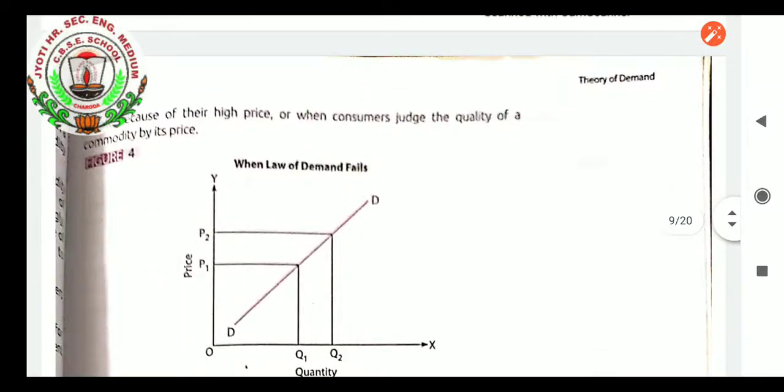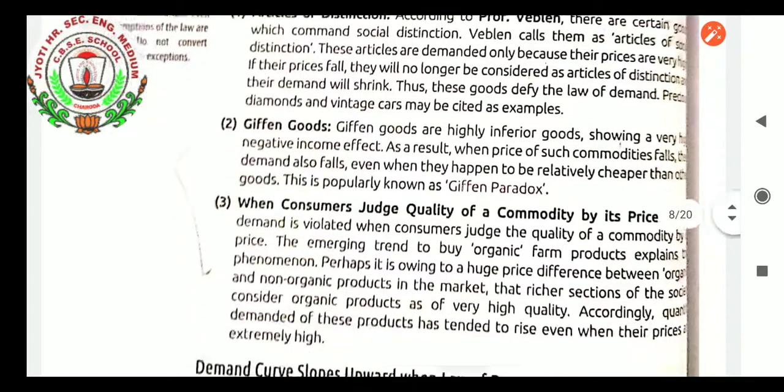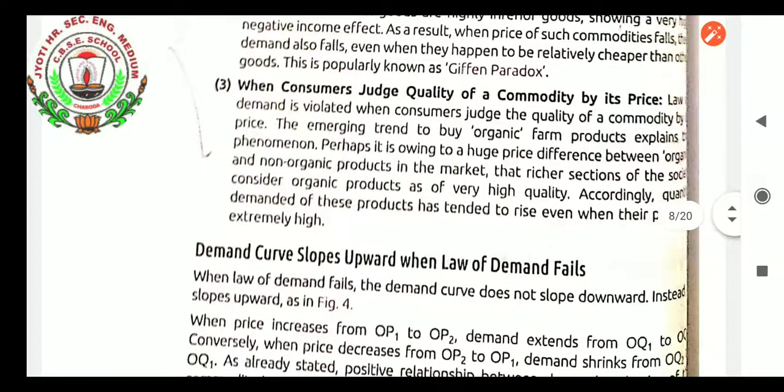Definitely, the law of demand fails in situations like these articles of distinction and Giffen goods, when consumers judge the quality of a product. They don't want to compromise on the quality of the product. They always want high quality. Nowadays, even medium income group people, with their limited income, want quality products. They are judgmental about the quality of the product, so they are ready to pay higher prices.